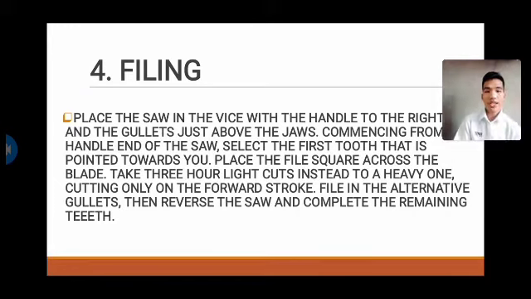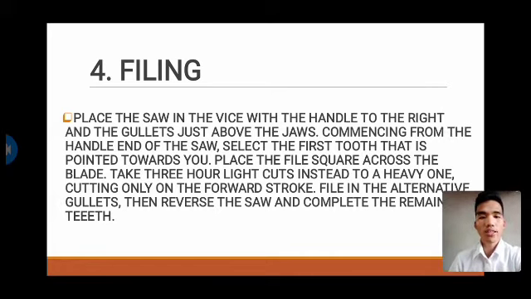Filing. Okay, filing. Place the saw in a vise with the handle to the right, and the gullets just above the jaws, commencing from the point toward you. Place the file square across the blade. Take the right cuts instead to a heavy one, cutting only on the forward stroke. File in the alternate gullets. Then reverse the saw and complete the remaining tips. Yan. Okay.